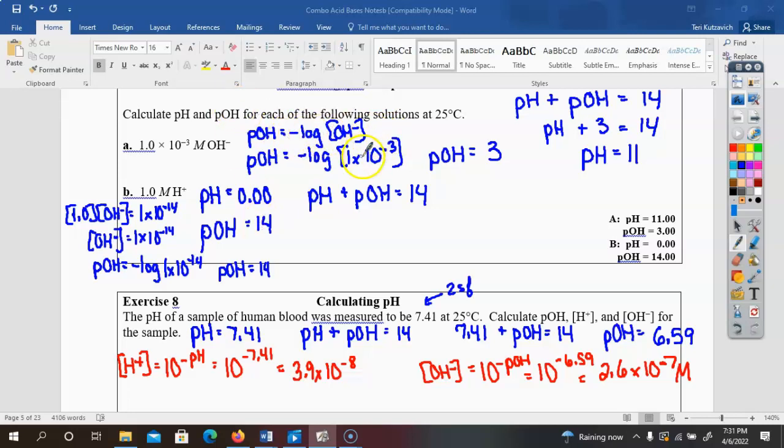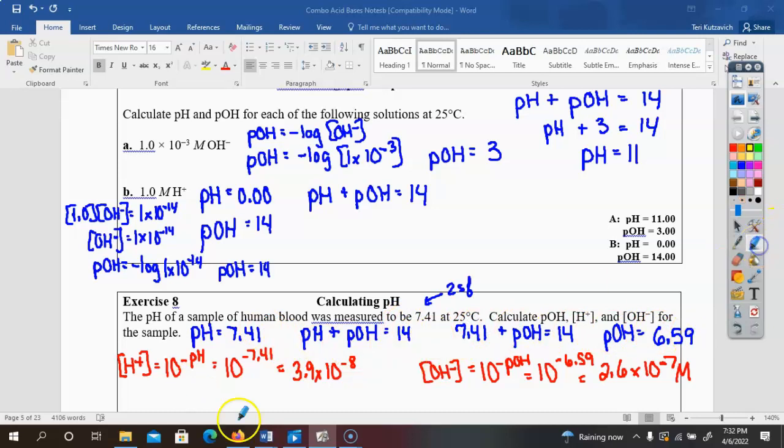All right, so up at the top, all it is is plug and chug. Your pOH equals the negative log of hydroxide ion, so just plug in your hydroxide ion, and you get a pOH of 3. You know pH plus pOH equals 14. You know your pOH, so just subtract to get your pH of 11. This you could do several different ways. I found my pH, it's 0. I used my pH plus pOH equals 14 to find my pOH of 14. And that's it. Down here, they gave you your pH of 7.41, so subtract to get your pOH of 6.59.